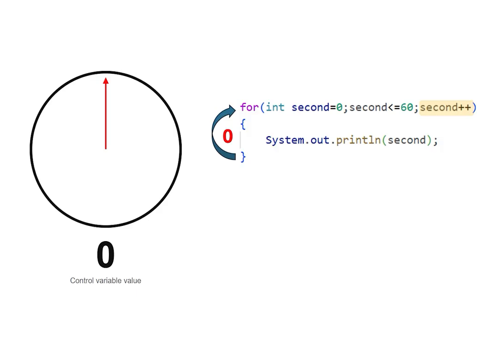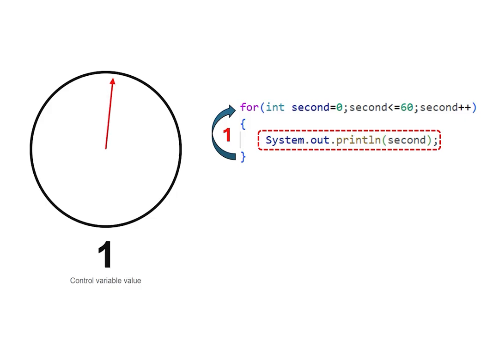Now we reach the end of our for loop, at which point the flow of the program loops around and checks the value of second against the condition statement. As long as the condition statement is met, in this case the value of second is less than 60, then the loop will continue. The next time through the loop, our control variable second has a value of 1. The output statement will print this value and will advance our second hand by 1.